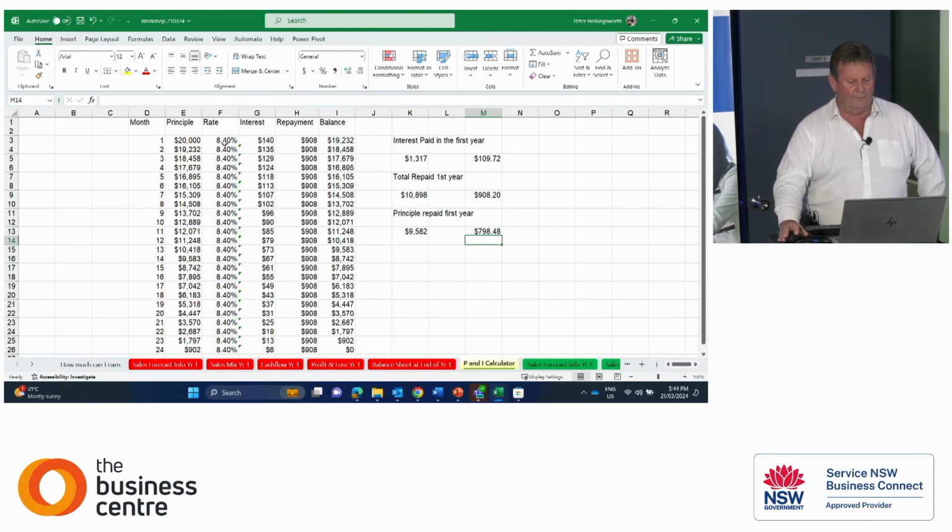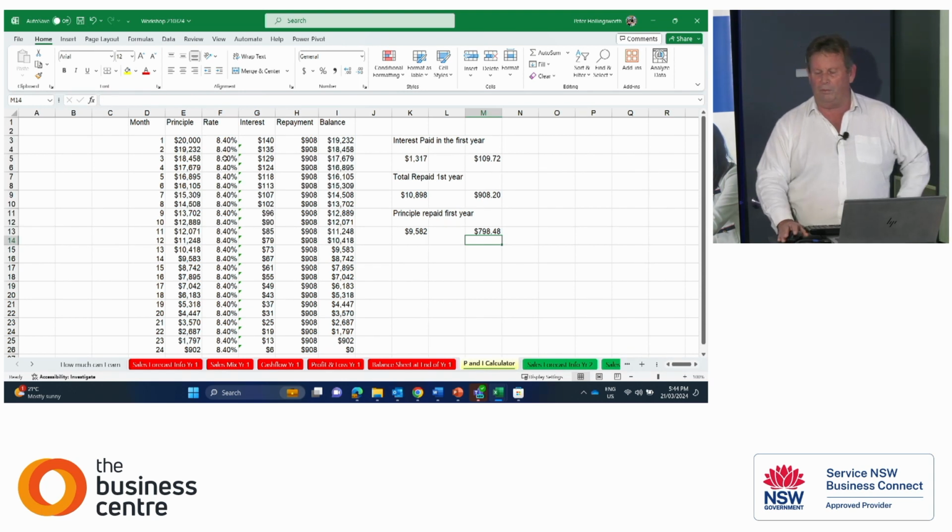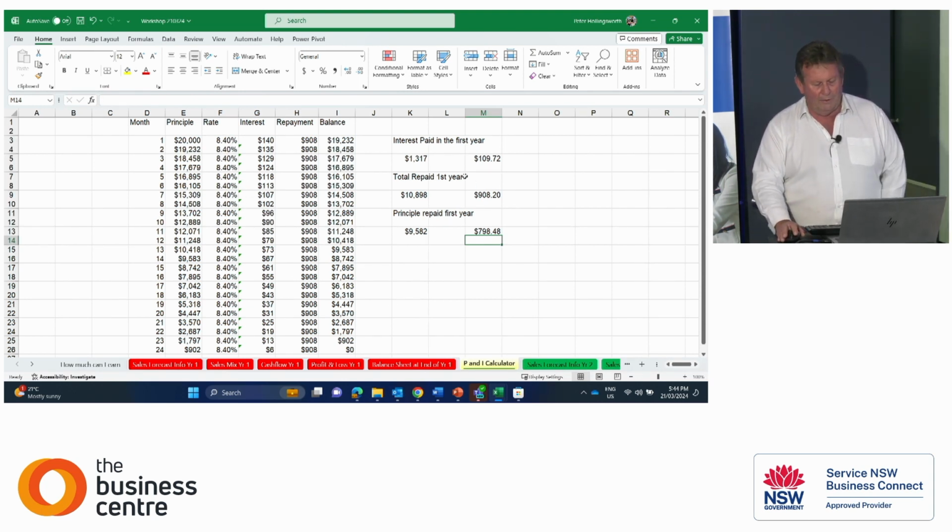And I've just picked an interest rate of 8.4%. I don't know how accurate that is today, but let's run with that. The interesting thing is that it's important to separate out the interest from the principal. So out of our $908, 110 of that is interest on average. We can claim that as a business tax deduction.